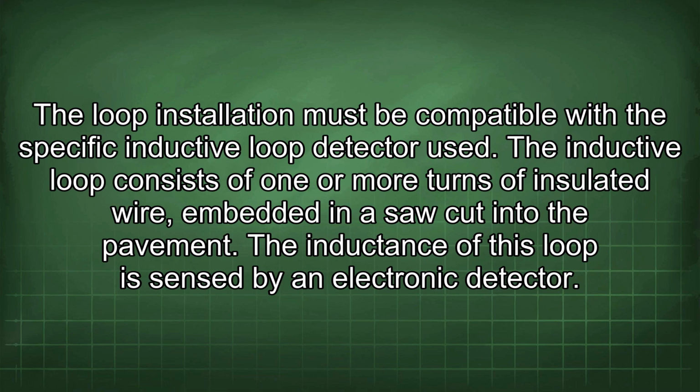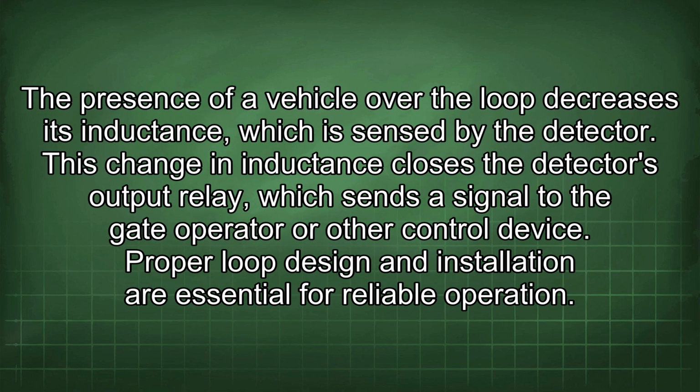The inductive loop consists of one or more turns of insulated wire embedded in a saw cut into the pavement. The inductance of this loop is sensed by an electronic detector. The presence of a vehicle over the loop decreases its inductance, which is sensed by the detector. This change in inductance closes the detector's output relay, which sends a signal to the gate operator or other control device. Proper loop design and installation are essential for reliable operation.